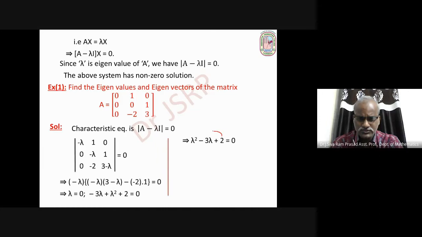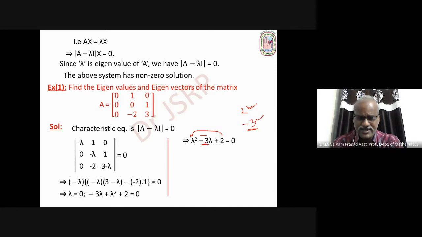So product 2, coefficient 1. The product should be 2 and the sum is minus 3. You have to choose two numbers so that their product is 2 and sum is minus 3. Those numbers could be 2 and 1: 2 into 1 is 2, but 2 plus 1 is 3. But the sum should be minus 3 and the product should be 2. So minus 2 into minus 1 is plus 2, and minus 2 minus 1 is minus 3. So the two numbers are minus 2 and minus 1.